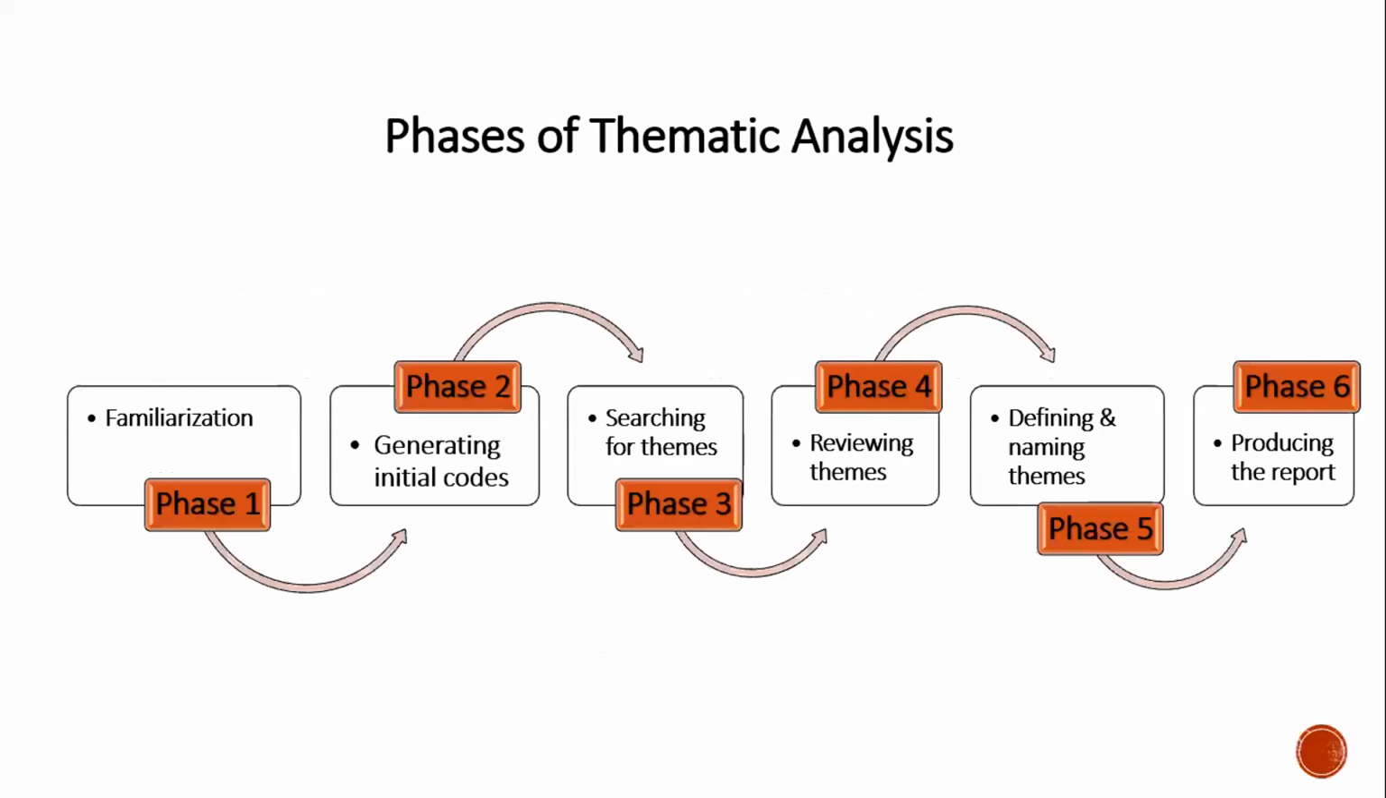In order to do the thematic analysis, in fact, we have 6 phases, and I'll try to go through them one by one. The first phase is familiarization with data. The second phase is generating initial codes. The third phase is searching for themes. Then the fourth phase is reviewing themes, and then defining and naming themes. And the final phase is producing or writing up our report.